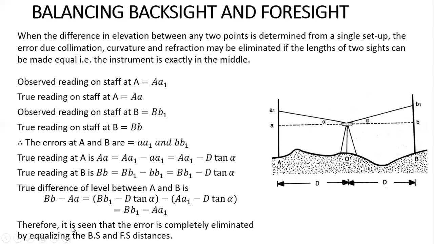So this means that the error is completely eliminated by equalizing the backside and foresight distances. So this means that if your instrument is not exactly in adjustment, it is out of adjustment, and the line of sight is inclined either up or down. In that case, if you are using the same instrument and have to find the correct difference in elevation between the 2 points, then you have to set your instrument exactly midway between the 2 points. By doing so, all the errors are automatically eliminated.